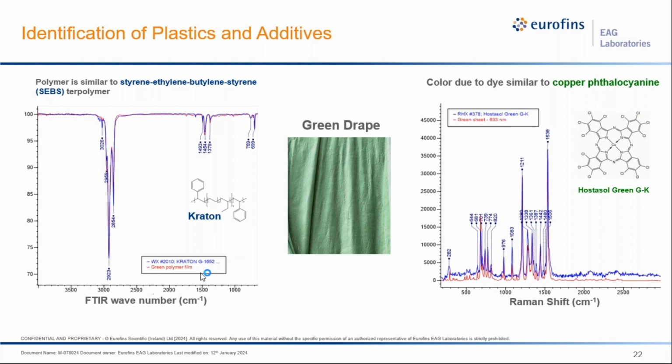Now, when we do Raman on that same exact material, we are not going to see that base polymer, even though the two techniques are using the same kind of principle. What we'll actually see when we do Raman analysis is we're going to detect a copper phthalocyanine dye called Histosol green GK. So this is the structure. So FTIR is going to see the base polymer, Raman is going to see the dye.